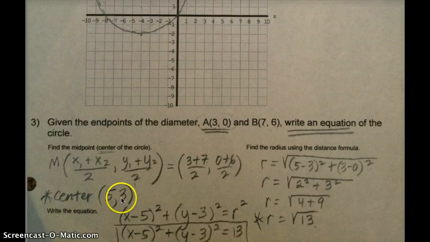So since our center was (5, 3), we have (x minus 5) and then (y minus 3), each squared, and then equals r squared. So we plug in what we got for r using the distance formula. And when we square the square root of 13, we just get 13. So our final equation for the circle is (x minus 5) squared plus (y minus 3) squared equals 13.